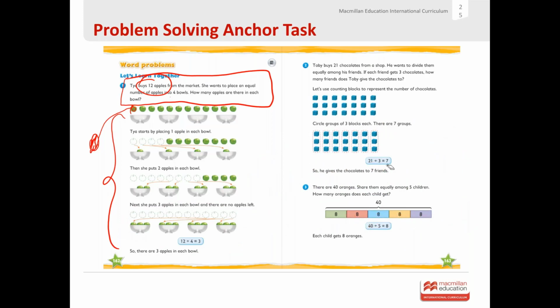Because we're going to see by the end, we saw 4 lots of 3 apples, 4 times 3. So 12 divided by 4 is 3. We can use our times table knowledge to kind of solve those questions too.